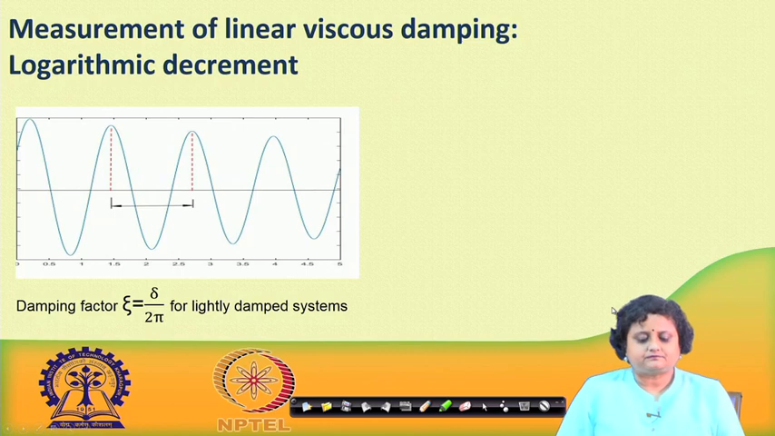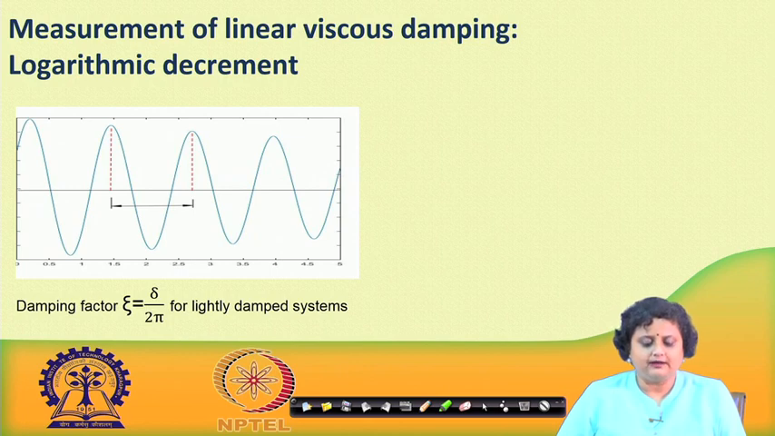As I said in the earlier lecture, the most common form of damping that we encounter in real life is underdamping, where the response of the single degree of freedom system is still an oscillatory motion, but the amplitude gradually decreases with time, and the decrease in the amplitude follows an exponentially decaying curve.